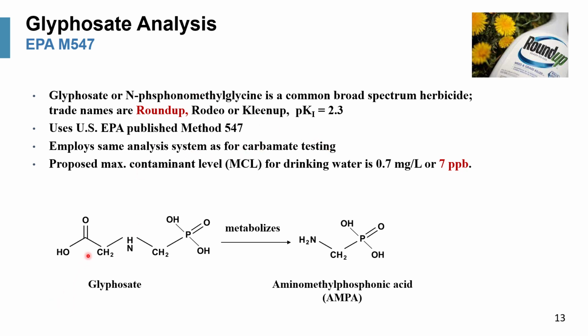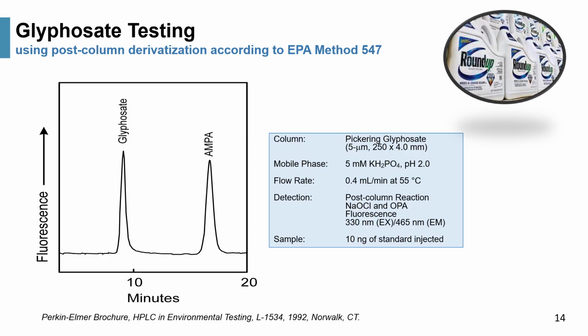It's going to be something labeled as Roundup as a trademark. So here's the glyphosate, and glyphosate is metabolized to AMPA. And once again, the analytical scheme is very similar, using post-column derivatization, very similar to that of carbamates.